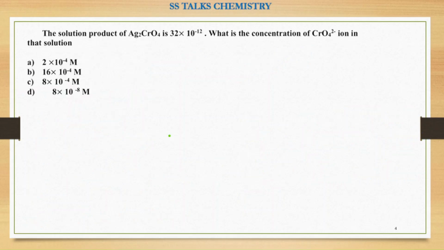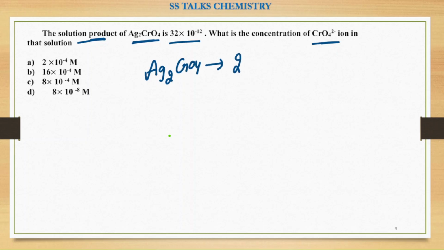We have this question. The solubility product, that means the KSP, is given for this particular salt, and its value is this much. What is the concentration of the anionic part in this? If you see this salt, that is Ag2CrO4, it is going to give the ions 2Ag positive plus CrO4 2 negative, right?